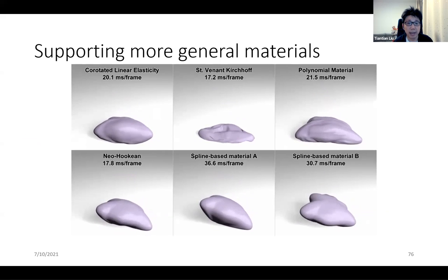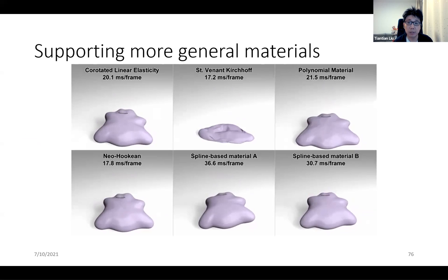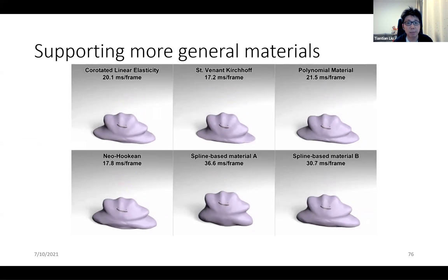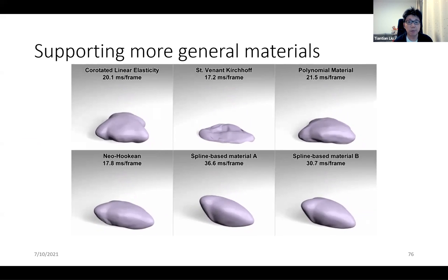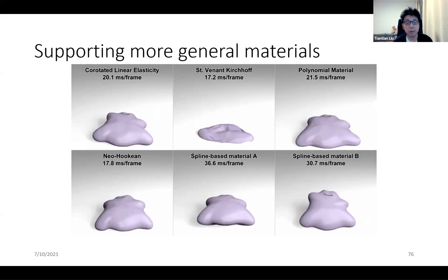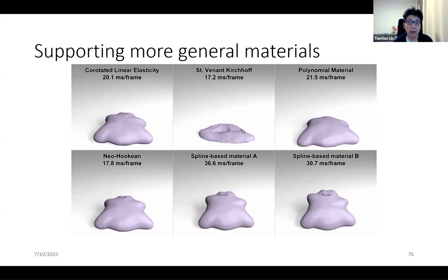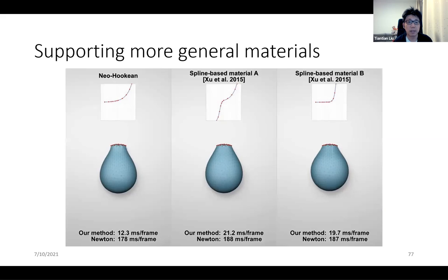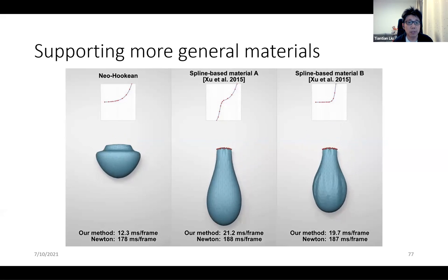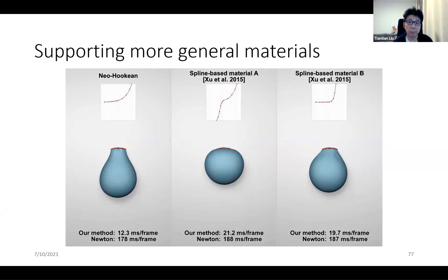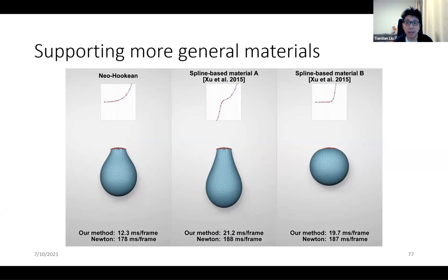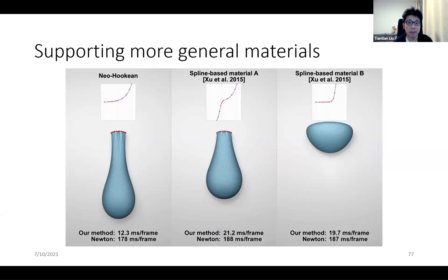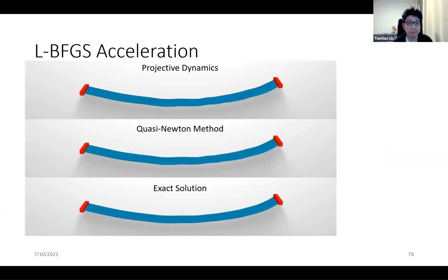Treating projective dynamics as a quasi-Newton method enables us to simulate a variety of different materials without the requirement of using a specific quadratic energy form. For instance, we can simulate the stable model with co-rotated linear elasticity, St. Venant-Kirchhoff or Neo-Hookean material at similar cost. We are also able to simulate some user-defined materials using B-splines without any problem. And we can further accelerate it using some textbook methods, such as LBFGS.